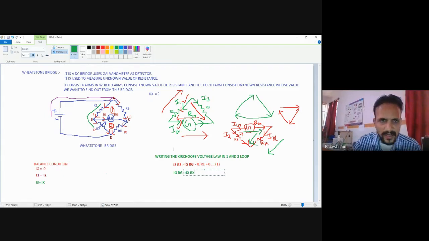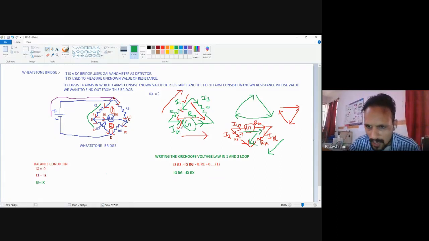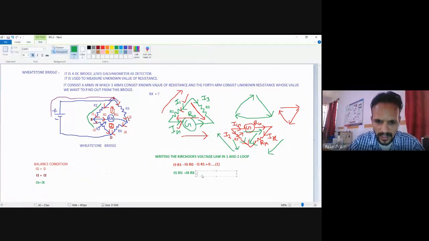And then the last one, the third one, my current direction should be clockwise, that's why this one. But here the I2 direction is opposite. I2 flows in this direction, so they are opposite to each other. So we have to write down the voltage, that is current multiplied by resistance, with the negative sign. So minus I2 R2, right? And this total voltage is equal to 0. This is equation number 2.